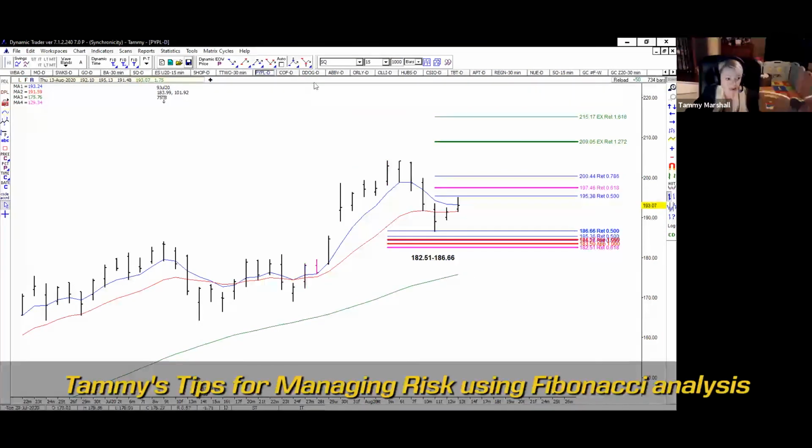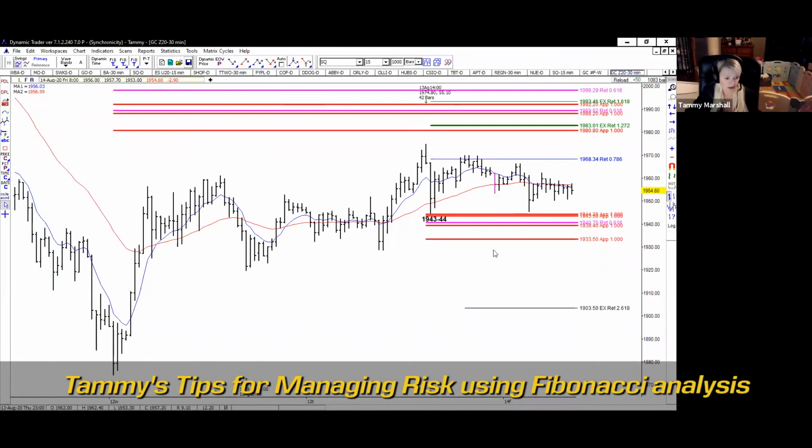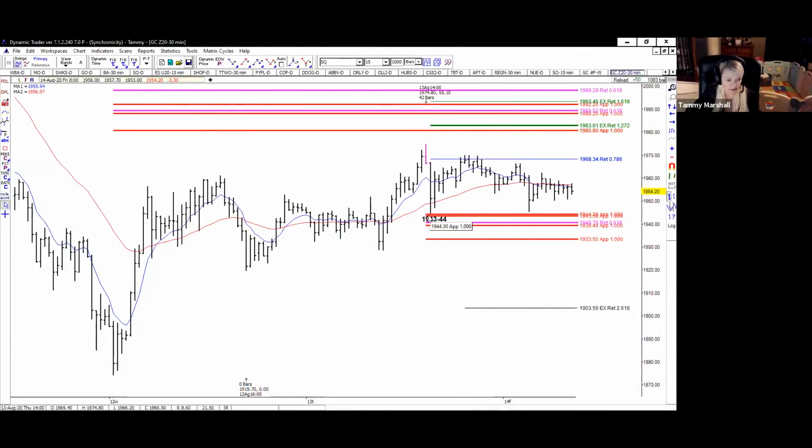Because you can get pullbacks sometimes, just like I showed you earlier on the gold. We came down, hit the support, started taking off, and when we got up to the 786, we got into some trouble and it came back down. Well, that's a nice little move all the way from down here at 1944 all the way up to 1968. And if you're happy with that move and you want to take your profit overnight, then you can do that.